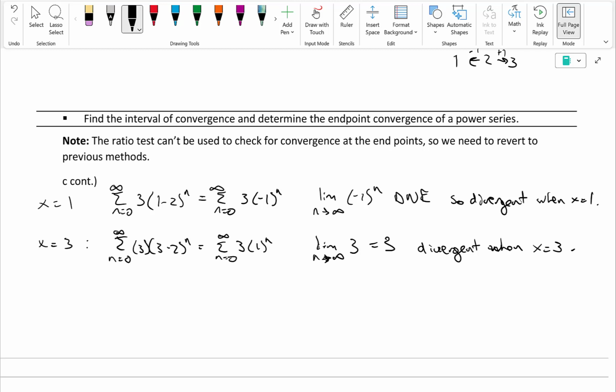Right, so just test for divergence. We didn't get a limit of 0 for either, so we're not convergent at either endpoint. So our whole interval of convergence, I keep writing IOC, is just (1, 2, 3), right? Open endpoints, neither is included. And our radius of convergence again was 1.